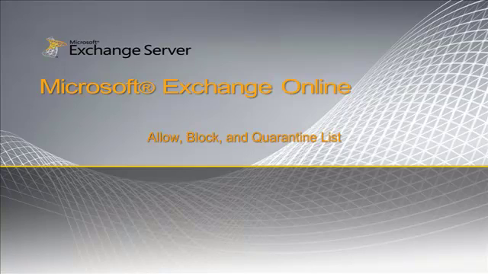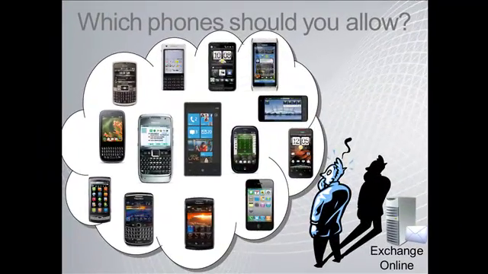Exchange Online. Allow, block, and quarantine list. With all the phones that are able to access your email service these days, it can seem like there's no way to control who is accessing your data or where they are putting it. This makes having a list of supported phones difficult and controlling the information on those devices next to impossible. To solve this challenge, Exchange Online provides access control to help you bring order to your mobile world while providing you an easy-to-use, easy-to-understand, low-cost solution to this challenge.